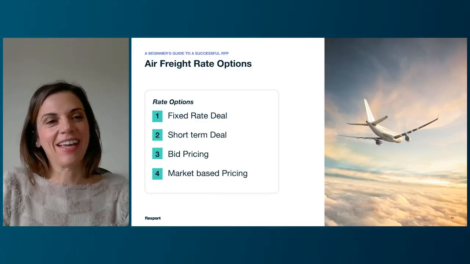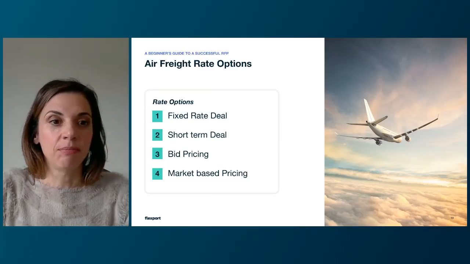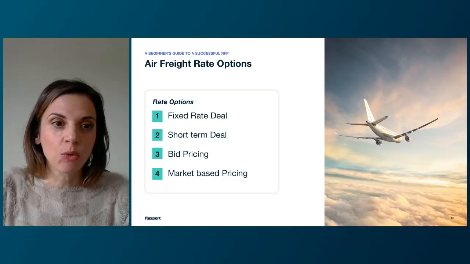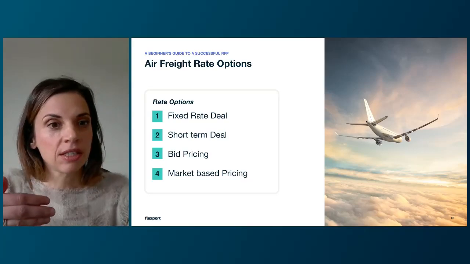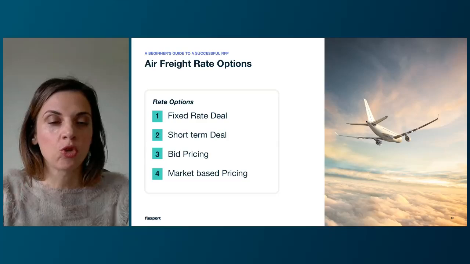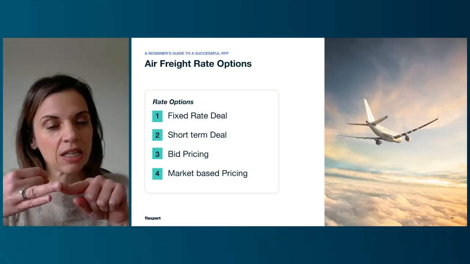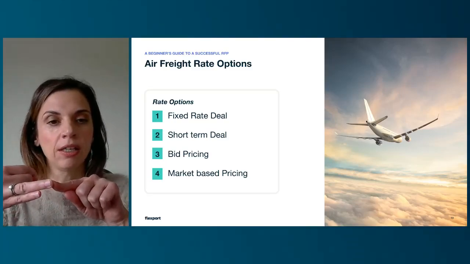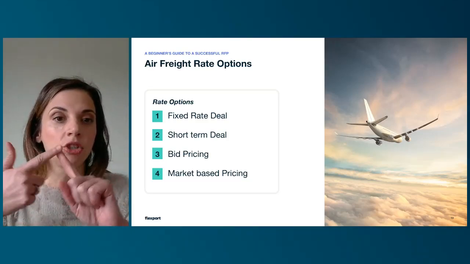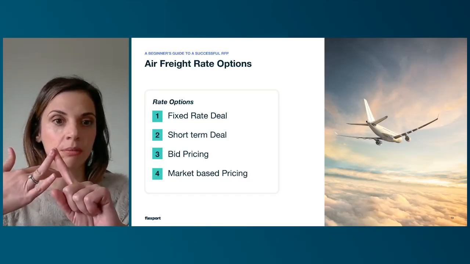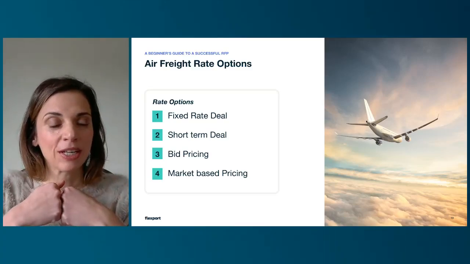Let's talk air freight. Hello, everybody. My name is Konstantina Georgaki, and I lead air freight business operations globally. And I'm excited to walk you through the 4 main pricing structures we see in air freight, walk you through the characteristics of each one, and then talk through which ones are right for you given how many volumes you have, what kind of consistency, the way Jack talked about, you're expecting in air freight, and then what fits your budget. All right, so the 4 rate options are the fixed rate deal, the short-term deal, the bid pricing, and market-based pricing. And by the end of the section, I hope you have a good understanding of each one.